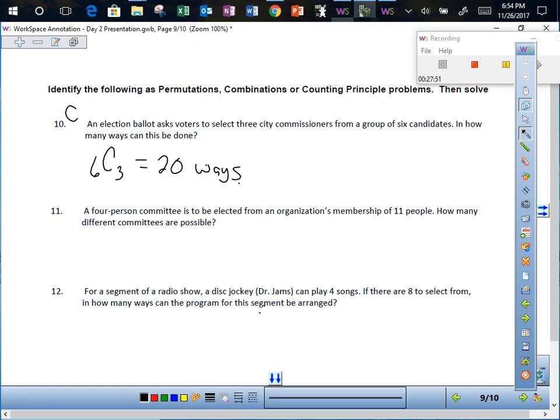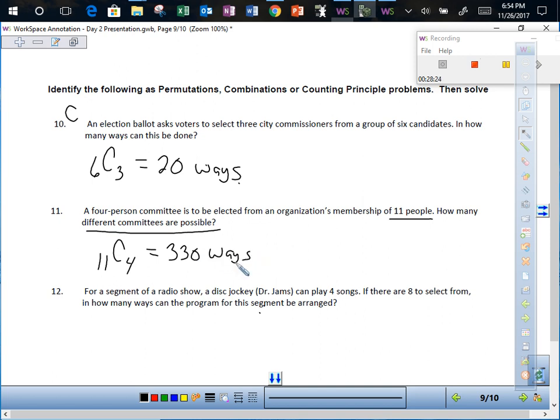A 4-person committee is to be elected from an organization's membership of 11 people. How many different committees are possible? So look through there and see if there's any area where we're giving them rankings. If there's no rankings, it's a combination. So I've got 11 people to choose from. It's a combination. I'm picking 4. Run that through a calculator. We're going to get 330 different ways for that to happen.